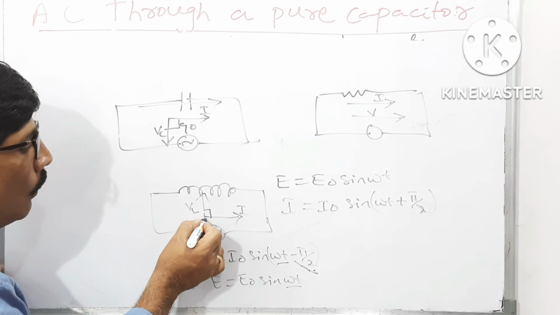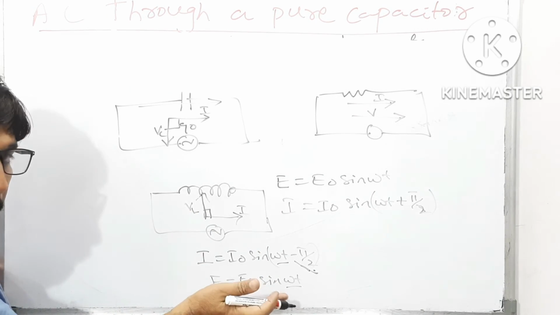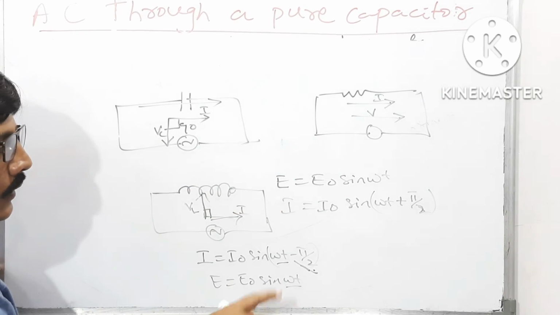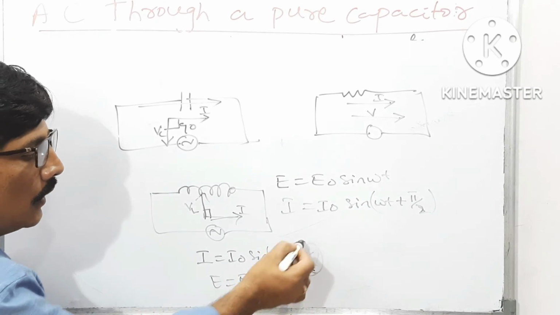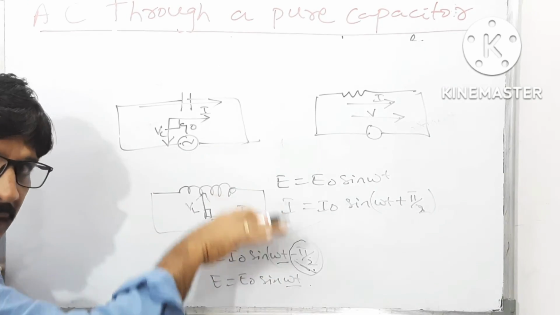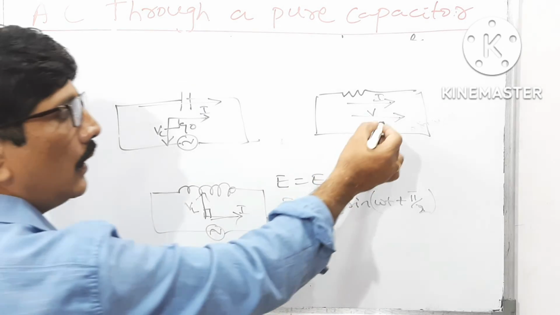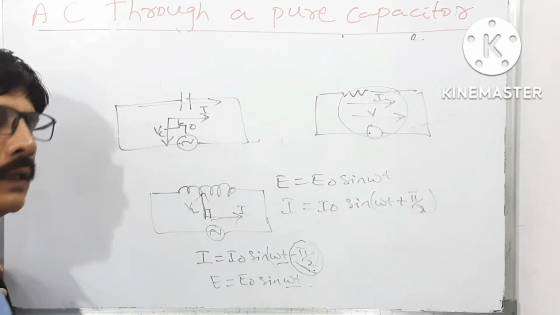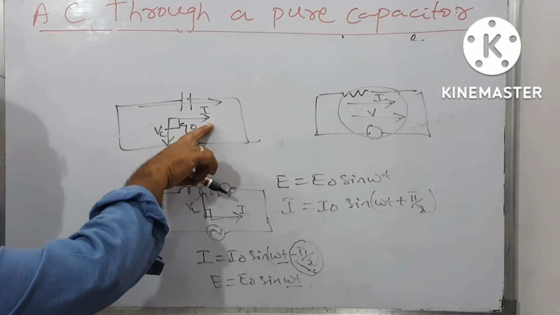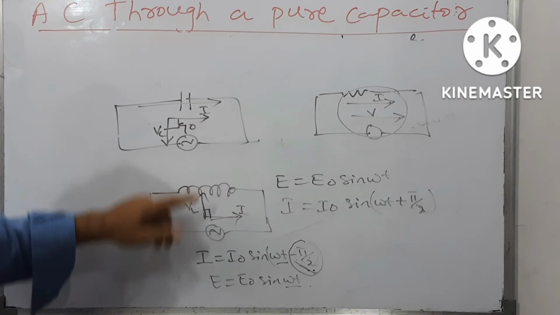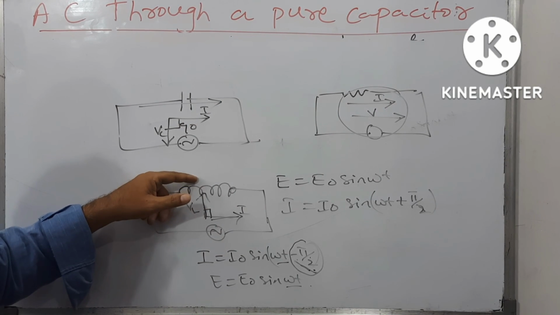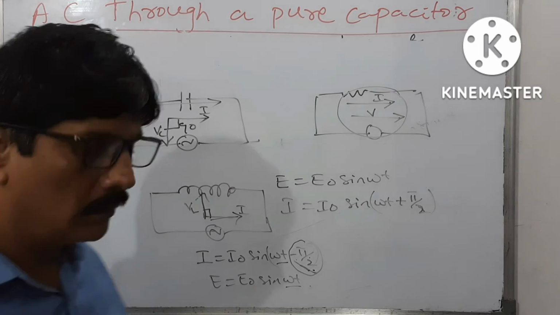So in case of a pure inductive circuit, this is omega t minus pi by 2. That means what? Voltage is ahead of current, but the current is minus pi by 2. That means it is behind the voltage. But here they are parallel to each other in case of a resistor. Here current is ahead of the voltage. Here voltage is ahead of the current. This is the difference.